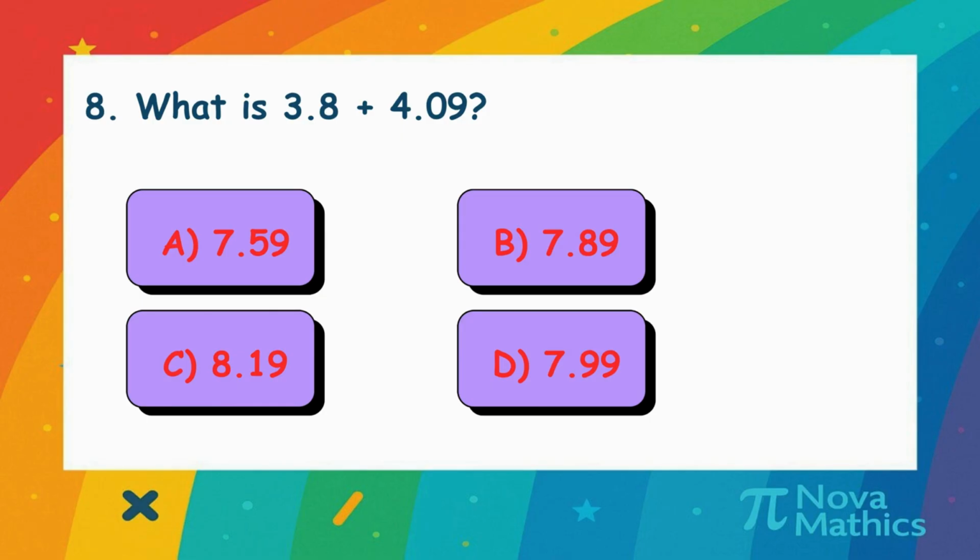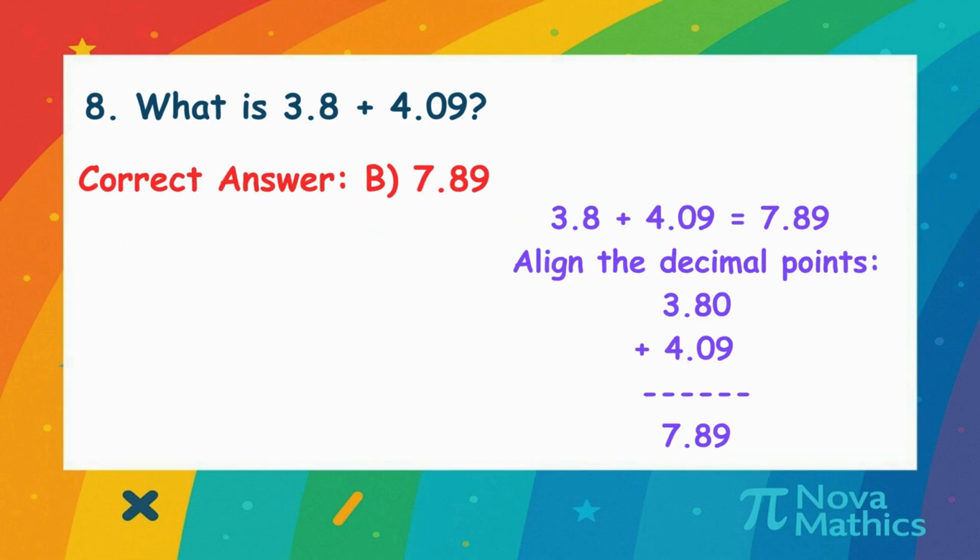8. What is 3.8 plus 4.09? Correct answer is 7.89. Start adding from the right and remember the decimal. Final result is 7.89.